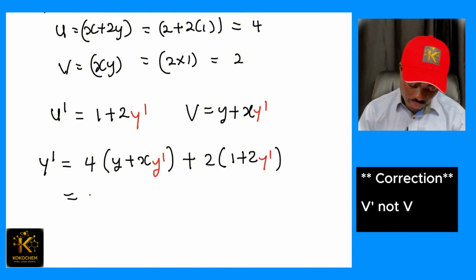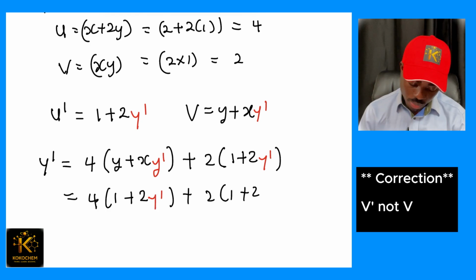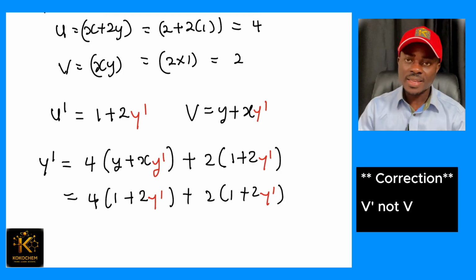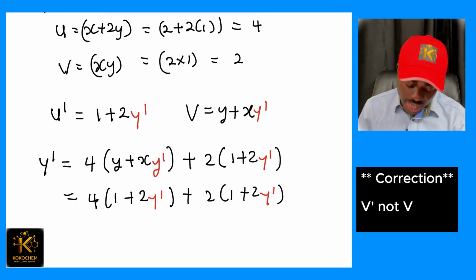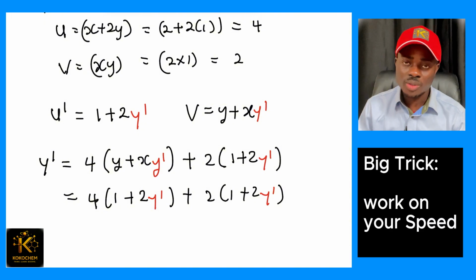Into 4 times 1 plus x, 2 times 2y prime plus 2 times 1 plus 2y prime, into a MBA expression. Again, make sure you matter. But when I was solving our problems and terms, we do it very fast.